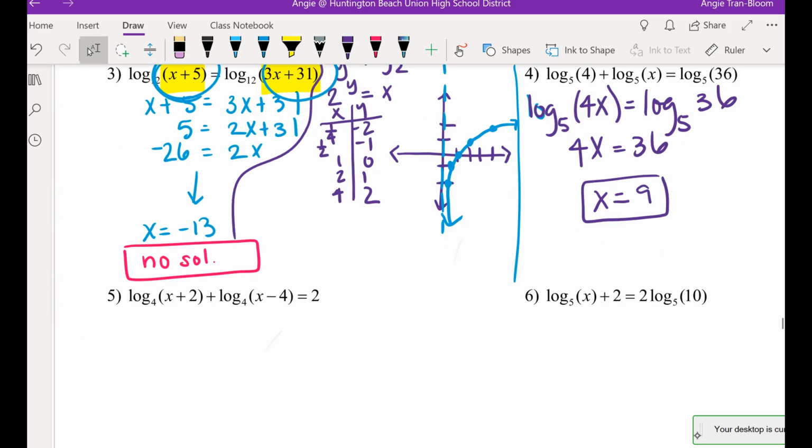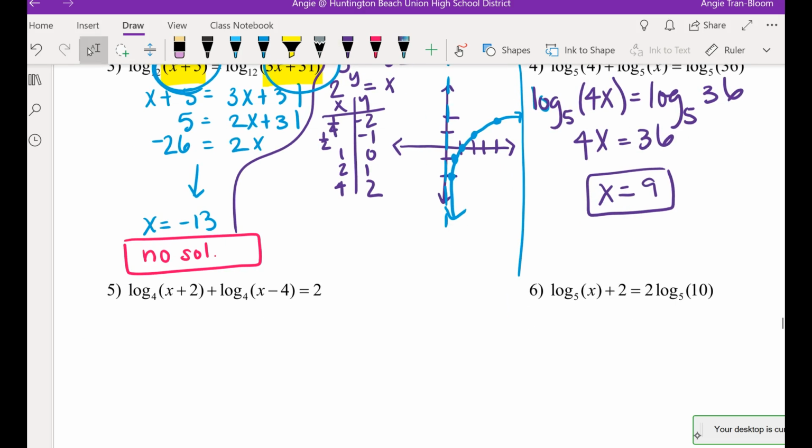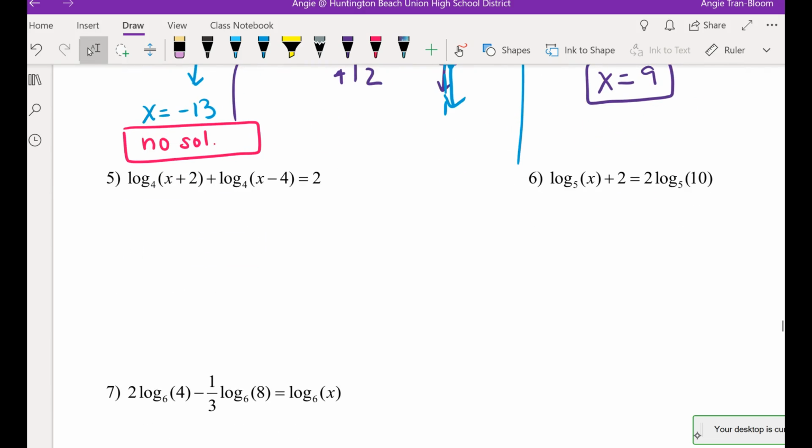All right, 3 more. Log base 4 of x plus 2 plus log base 4 of x minus 4 equals 2. Oh no. Remember, you cannot drop the logs unless there's 1 on the right and 1 on the left. You cannot rewrite as exponential unless there's only 1 log. What are you going to do? Condense the left side. All right, let's do condensing.